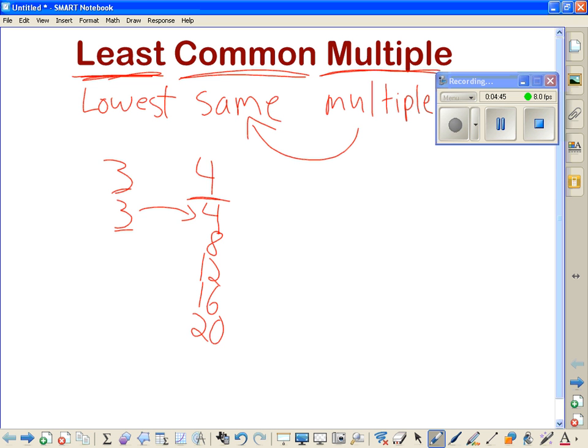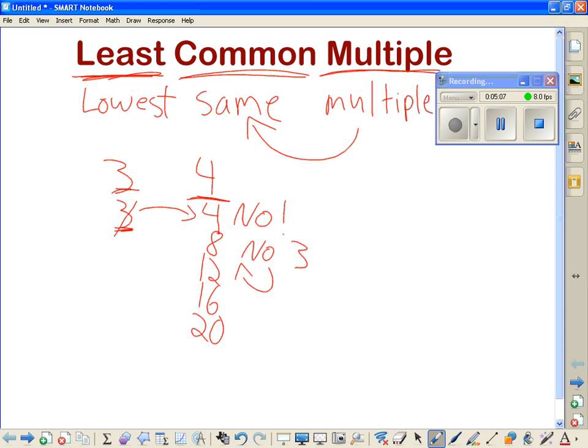So we listed the lowest multiple of 3. Do 3 and 4 both have that in common? Is that the multiple that they have that is the same? And the answer is, of course, no. We don't see 3 on this side at all. All right? So we're going to keep going. We're going to cross that out.